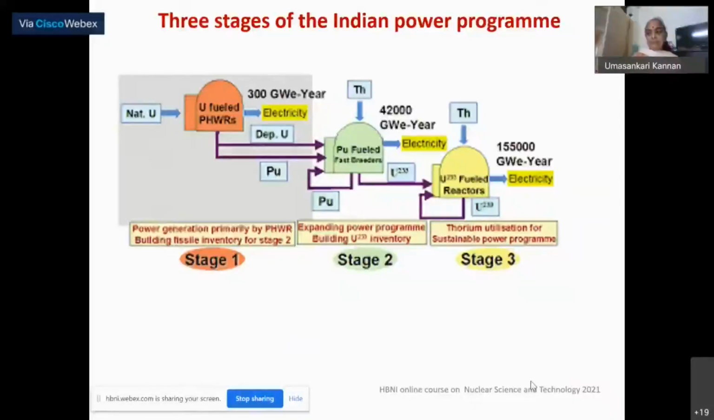Now, looking at the material aspects, we have the different stages of the Indian nuclear power program. We started with natural uranium. We put it in uranium fuel pressurized heavy water reactors. This has about a 300 gigawatt electric year capacity. Let's forget about all these things. But from here we get the depleted uranium.